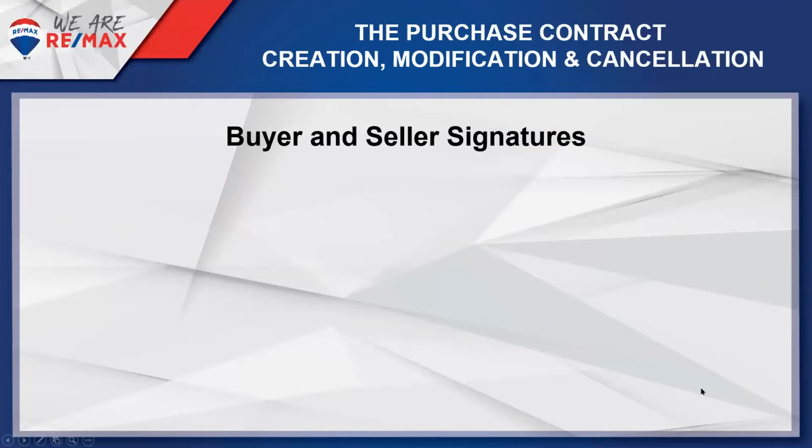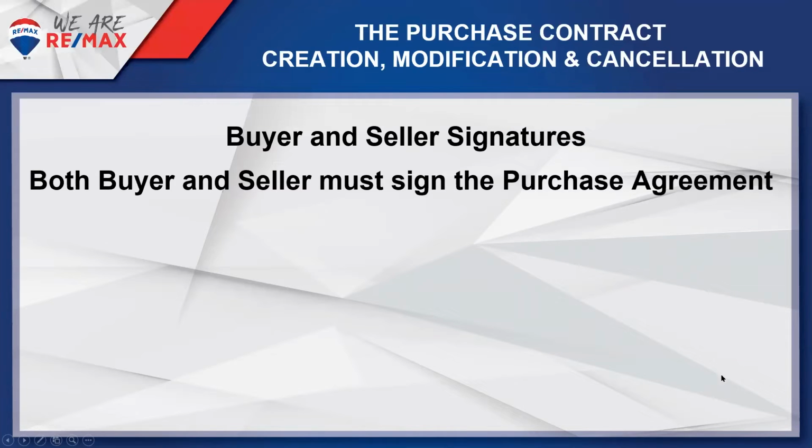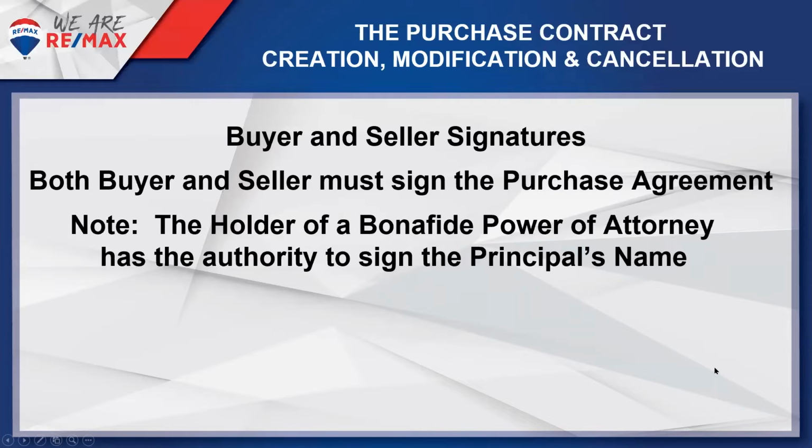Okay, buyer and seller signatures. A lot of confusion about this. So I want to take this opportunity to clarify this. Both the buyer and the seller must sign the purchase agreement. Now, the holder of a bona fide power of attorney has the authority to sign the principal's name. So a person who holds a power of attorney for a seller could, in fact, sign the seller's name so that the seller did, in fact, sign the purchase agreement. Although the seller didn't physically, the seller authorized the holder of the power of attorney, they're often called the attorney in fact, to sign the seller's name to the contract.